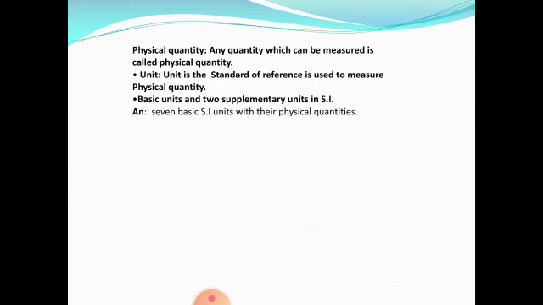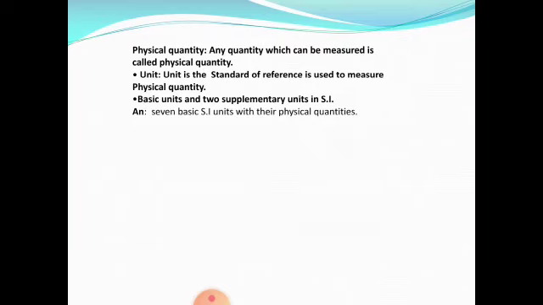Here, physical quantities are classified into two types. The first one is the fundamental physical quantity, the second one is the derived physical quantity. The fundamental physical quantities are independent of each other and they cannot be derived from one another. Example: length, mass and time.